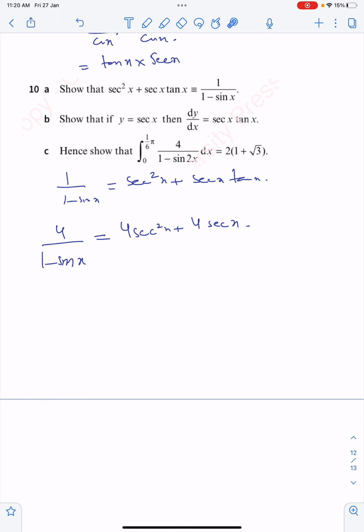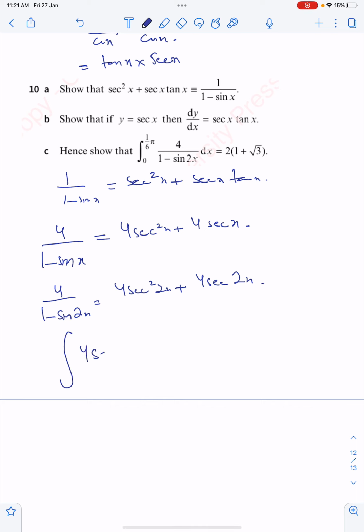Now since I don't want sine of x, I want sine of 2x. If I'm multiplying this angle by 2, I have to multiply these two angles also by 2. That means 4 upon 1 minus sine of 2x equals to 4 sec square 2x plus 4 sec of 2x. Now since we know that this is equivalent to this, we can integrate this instead of integrating this. So we have to integrate 4 sec square 2x plus 4 sec of 2x dx, and we have to apply the boundaries of pi by 6 and 0.